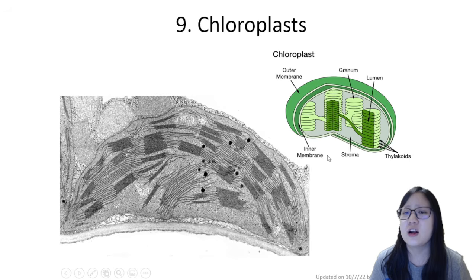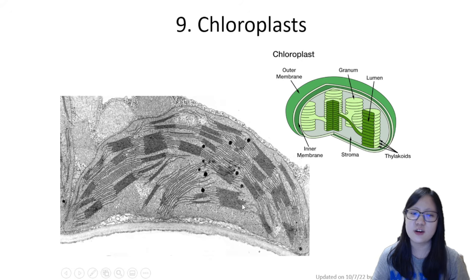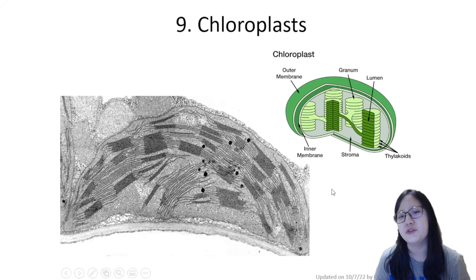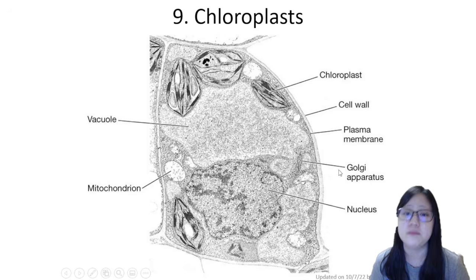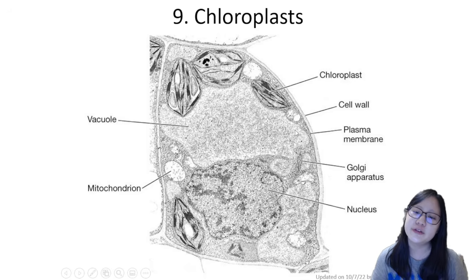This is chloroplasts in real electron micrograph diagrams. You can see the grana here, the thylakoid stacks. It looks beautiful, don't you think? Now, under light microscope, we can definitely see this as well, and they will appear green because of the chlorophyll.